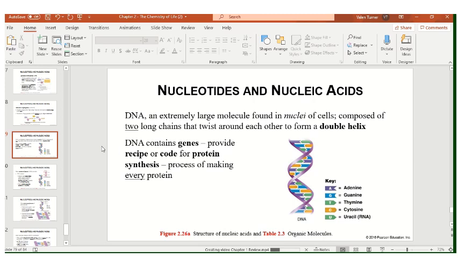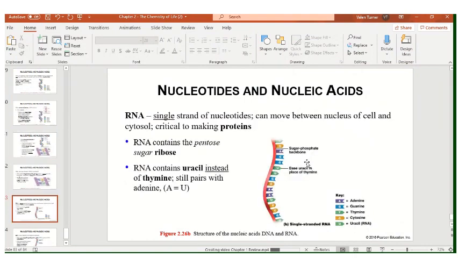While RNA is really not telling you how to make all the proteins. RNA really helps with only minor details. But DNA could tell you how to make everything.